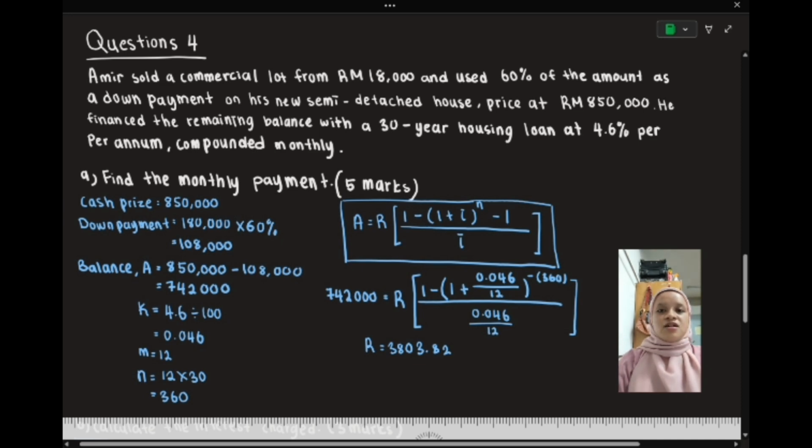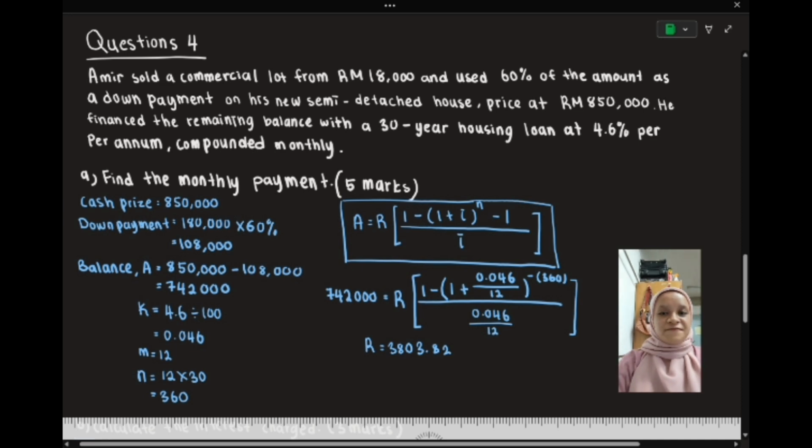Lastly, N. N equals M times T, which is N equals 12 times 30. Then we get 360. The question asks us to find the loan. For the loan, we must use A equals R. Then we take a look at the question again. The question asks to find the monthly payment. Monthly payment is R, so we must find R.